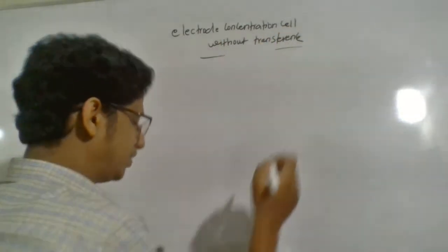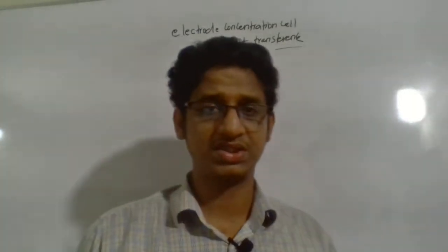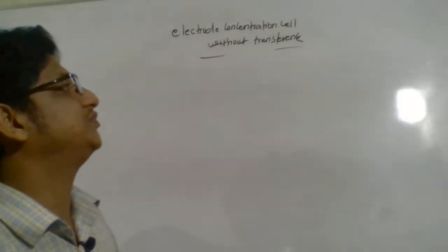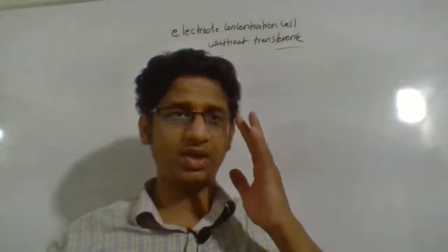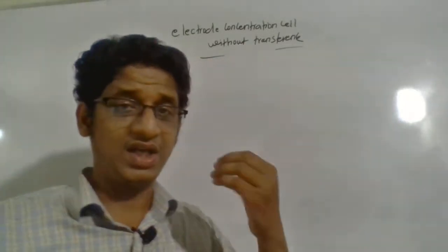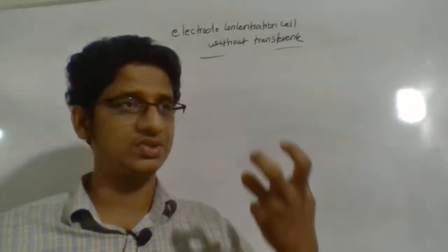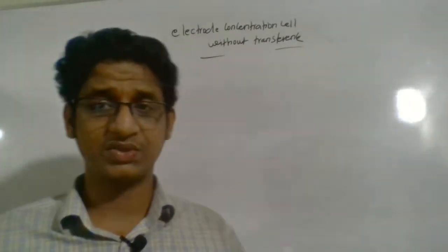These two types: concentration cell with transference and concentration cell without transference. Such words we will see. What does it mean? Without transfer. Here, there won't be a direct transfer of electrolytes between the two electrodes. So that we will call without transference.